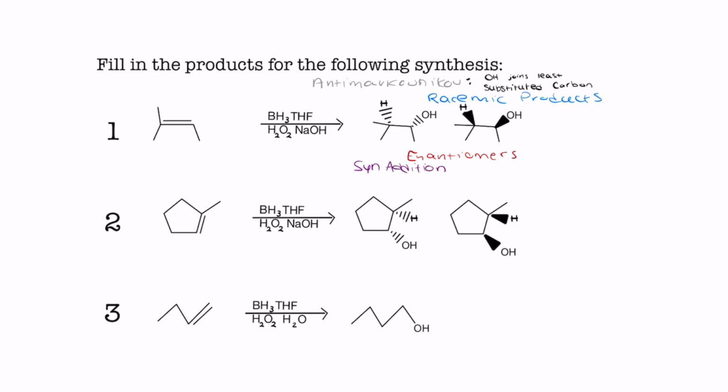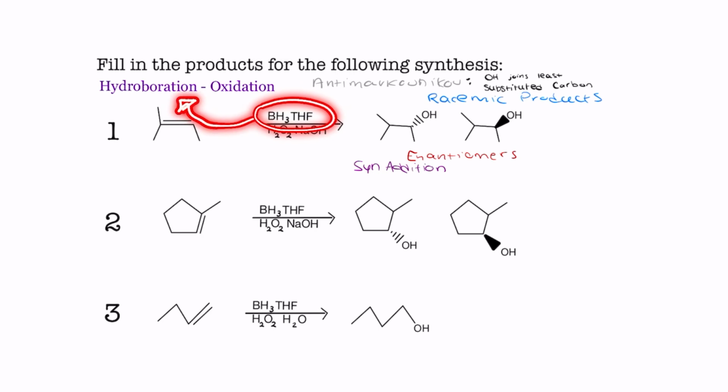It's a little chaotic to write out the hydrogens like this, so we'll go back to the way it was before. Last but not least, I want to mention one more quick fact. The stuff above the arrow, BH3 THF, refers to the hydroboration portion of the reaction, whereas the stuff below the arrow, H2O2 and NaOH, refers to the oxidation step of the reaction.